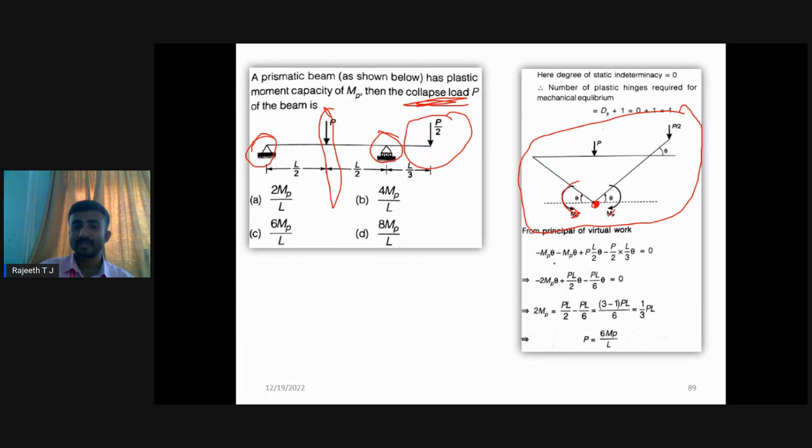Therefore, the internal work done will be MP theta and MP theta. Whereas for the other internal work done, we should take the negative MP, since the beam is deflected above the reference line, so we should take negative work done here. So your answer again comes out to be exactly similar, 6 MP by L.